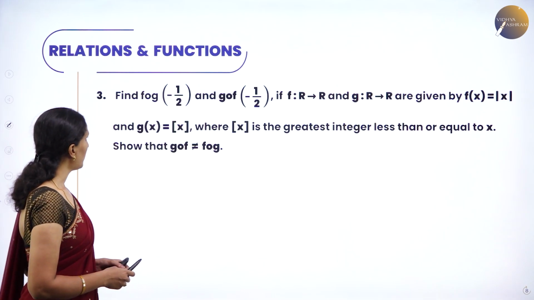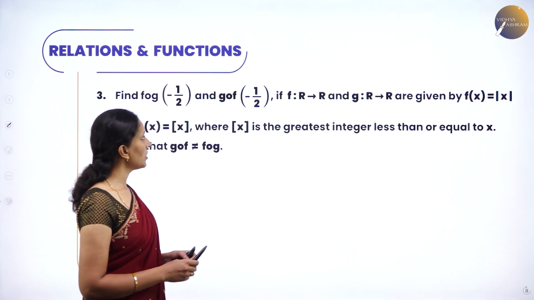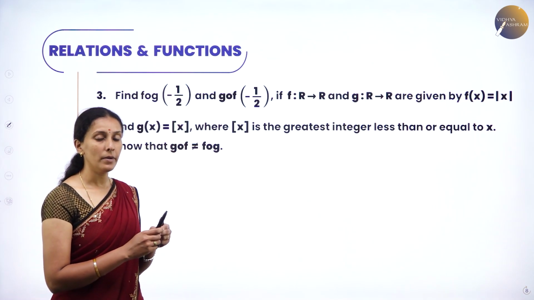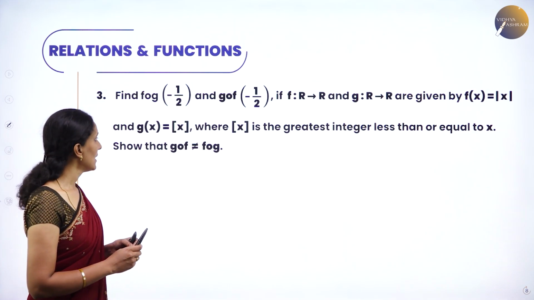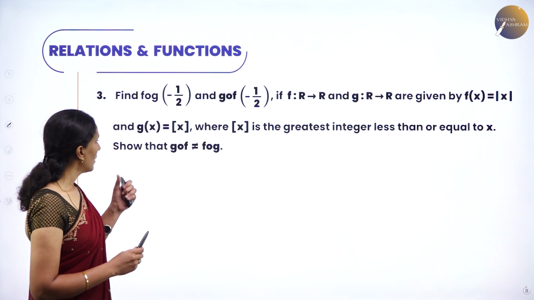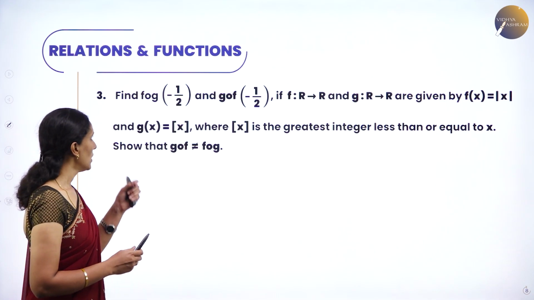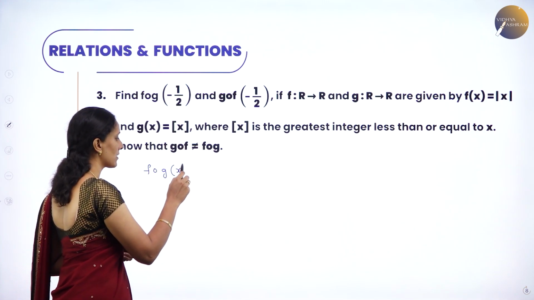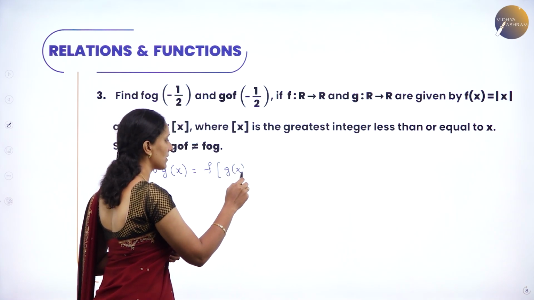Next question, we are supposed to find out f∘g(-1/2) and g∘f(-1/2), where f and g are functions from real numbers to real numbers. f(x) is modulus x and g(x) is the greatest integer function. Here we also need to show that g∘f is not equal to f∘g. So let us take f∘g(x).